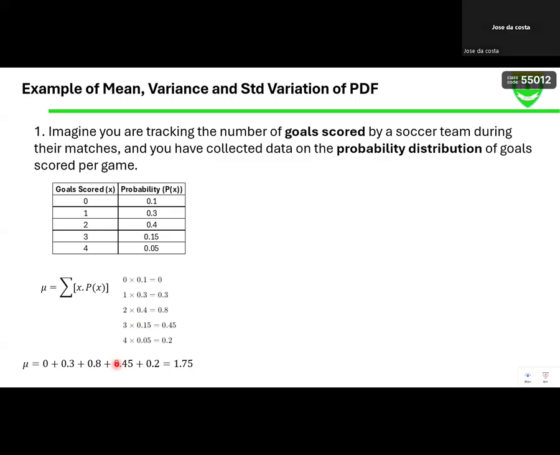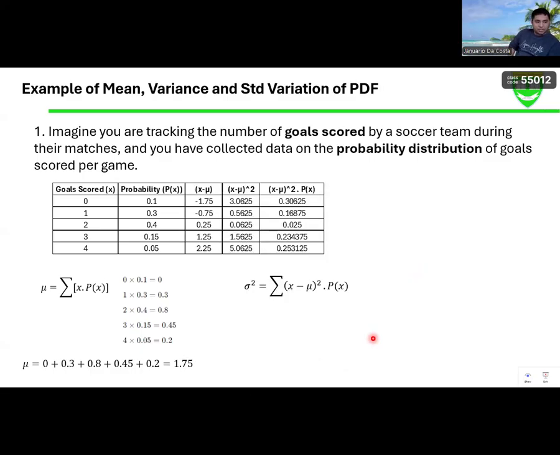Okay, now how do you calculate variance? What is the formula for variance? This is the formula for variance. Okay, so how do you calculate the variance? So the first thing is you need to find the x minus mean first.